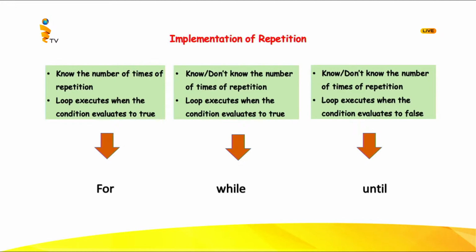Sometimes you can follow the repetition if the condition is true. Normally for those instances we use the structure while. And if your condition evaluates to false, you repeat a task, checking the condition. If the condition is false, you are going to repeat a task. You can use the structure until. Today we will learn these three structures and how to implement these structures as pseudocodes.